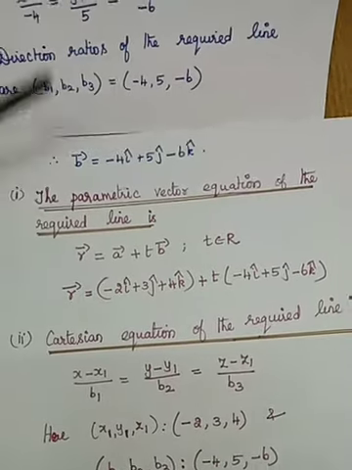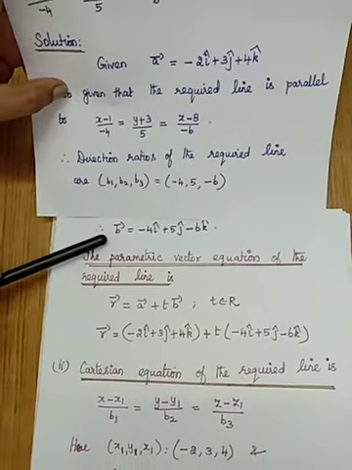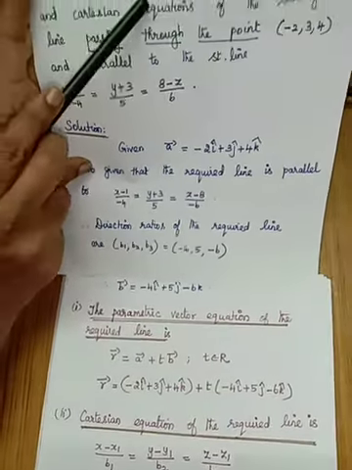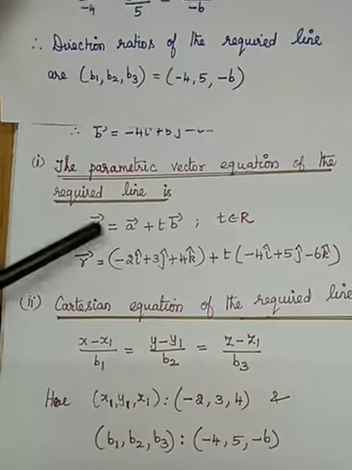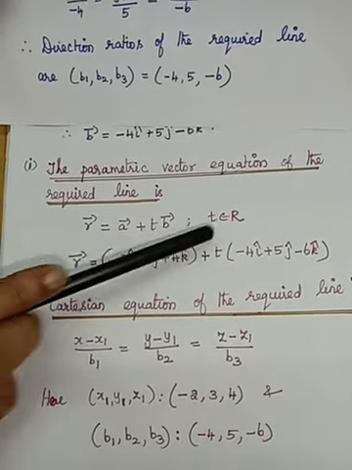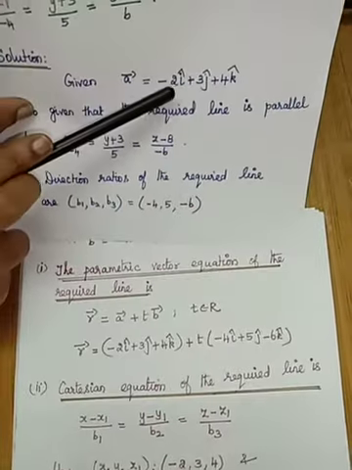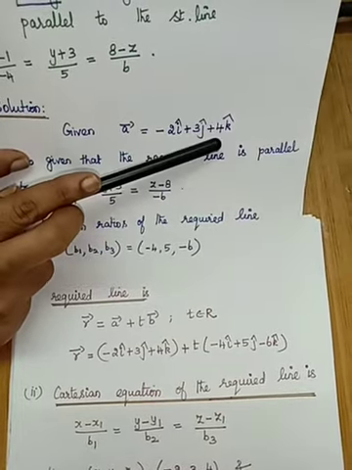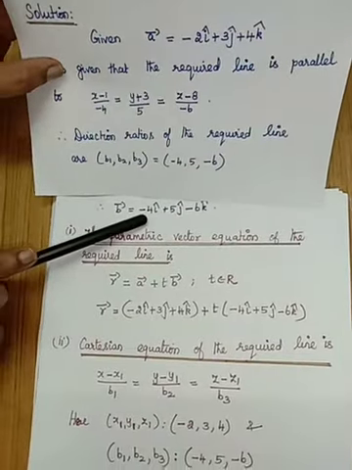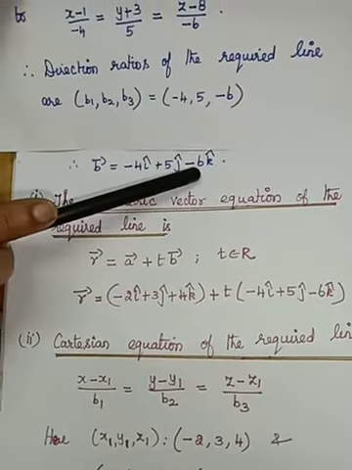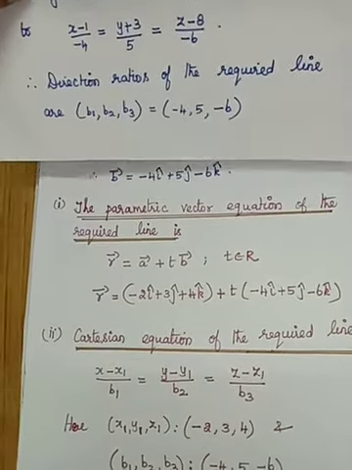So now you are having a vector and b vector, that is the position vector of the passing point and the parallel vector. So here what is asked? The parametric form of vector equation. So what is the formula? R vector is equal to a vector plus t b vector, t belongs to R. So you have to substitute in the place of a vector as minus 2i cap plus 3j cap plus 4k cap, plus t into your b vector, minus 4i cap plus 5j cap minus 6k cap. So this is the parametric vector equation of the required line.